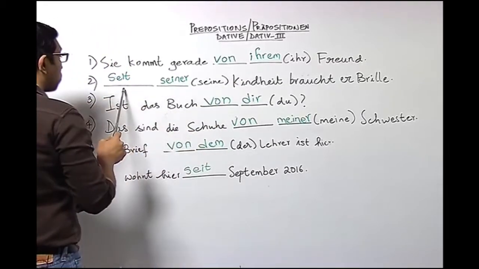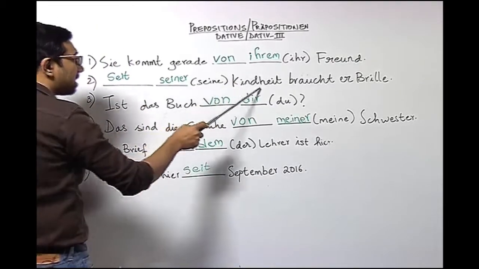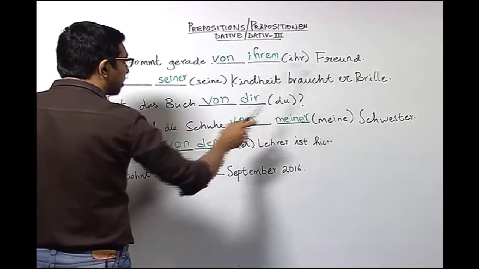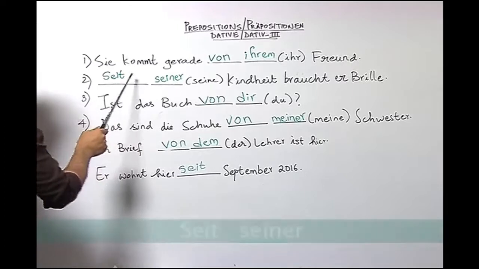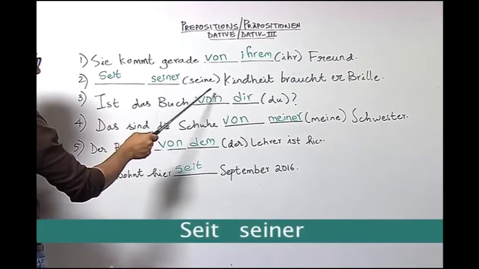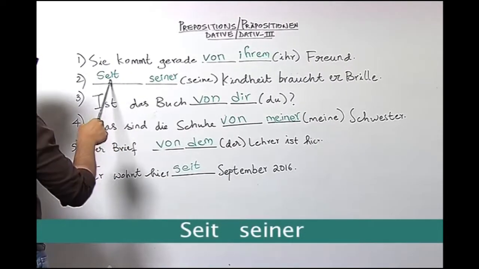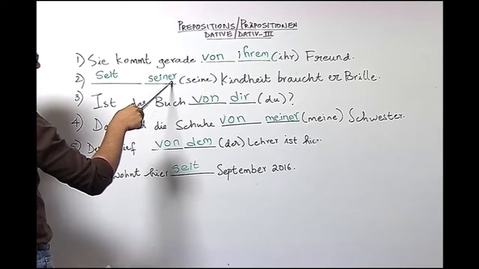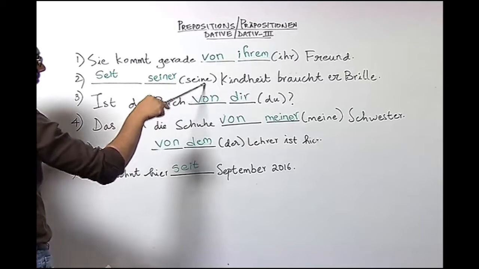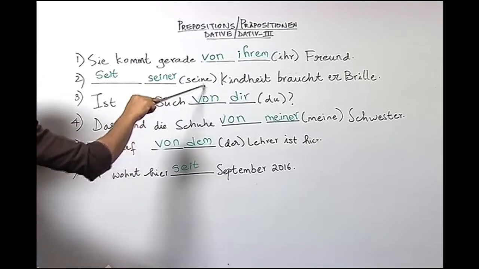In sentence number 2, seit seiner Kindheit braucht Brille. Since his childhood he needs spectacles. Here also the student correctly understood the context and wrote the preposition at the beginning, and then wrote the correct form of the possessive article seiner, which is from the feminine possessive article seine.